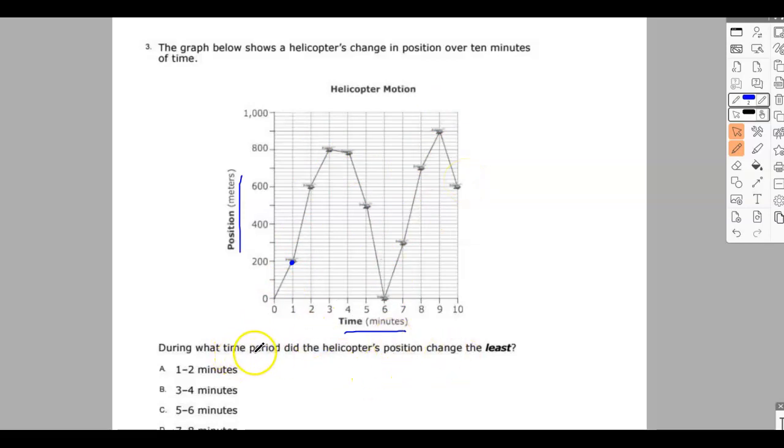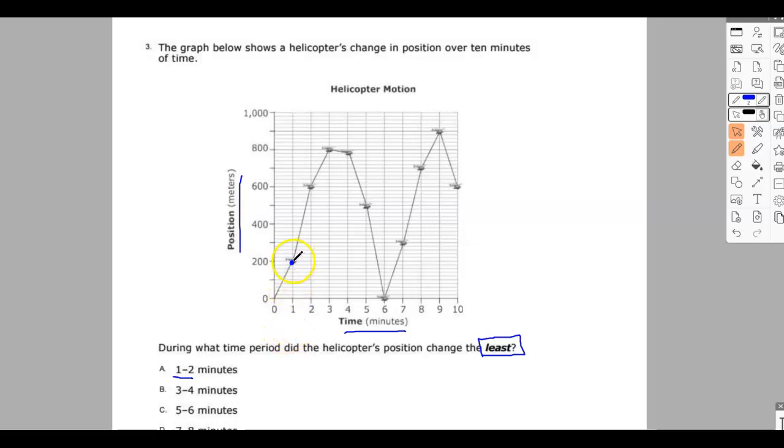During what time period did the helicopter's position change the least? Now there's that word again. We've had increase and decrease that we've struggled with. We've struggled a bit with least. This means like the less amount. When did it change the least amount? So you have to look at how far it moves during each time. So A says between 1 and 2 minutes.